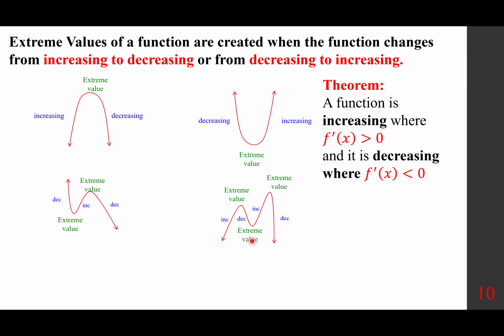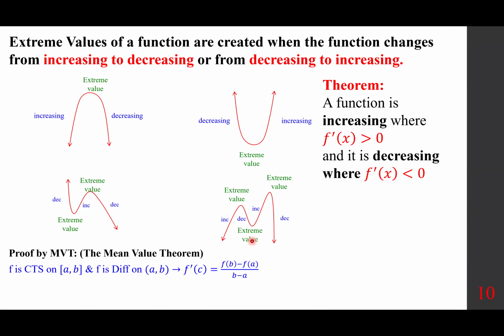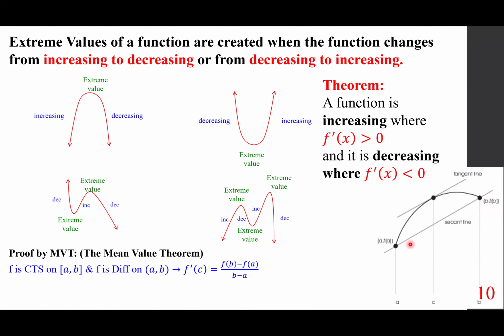So a function is increasing where f prime is positive and decreasing where f prime is negative. And by the way, it can be proved by the mean value theorem. We just went over the mean value theorem, so remember the concept. You have a curve, you connect two points, you draw a line, and it becomes a line known as a secant line. There is somewhere in between where the tangent line is parallel to that.